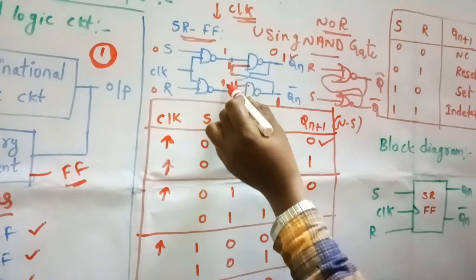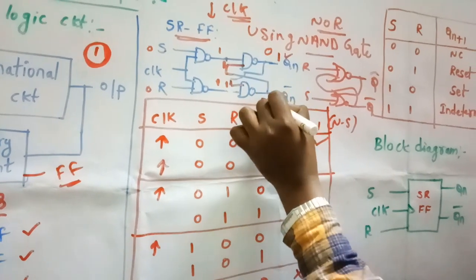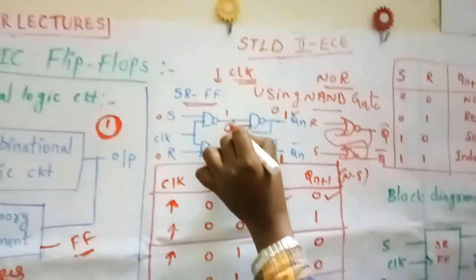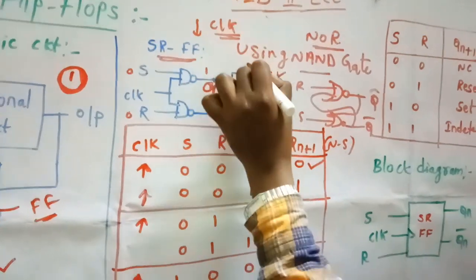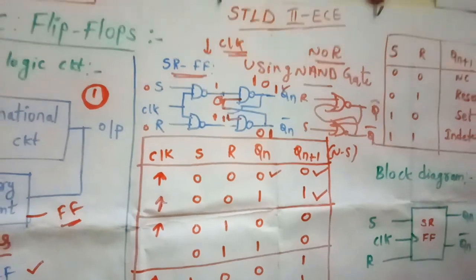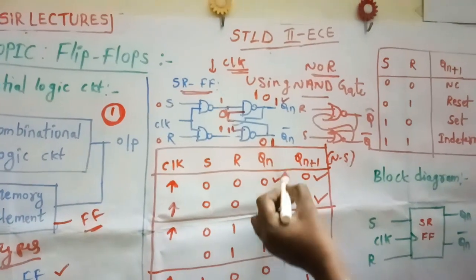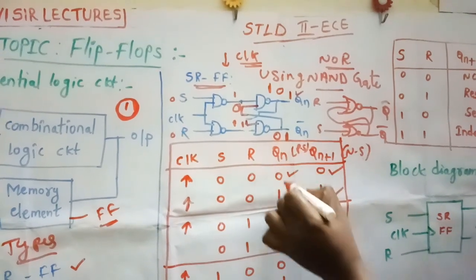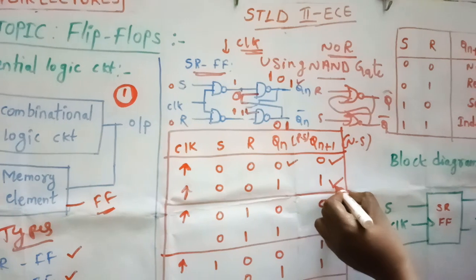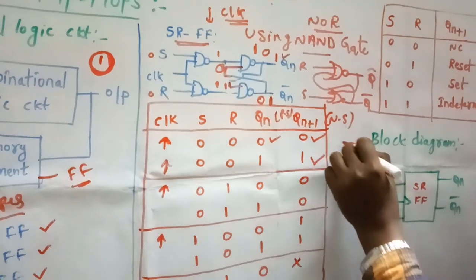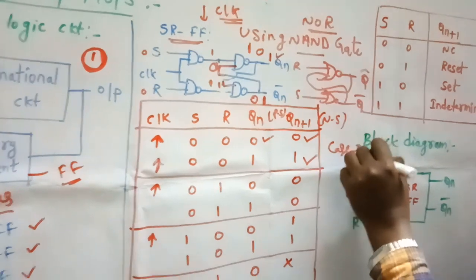1 into 1 is 1, 1 bar is 0. Here we will get 0. 0 comes here, again 0 into 1 is 0, 0 bar is 1. The next state is 1. For 0, 0, Qn is nothing but the present state. If present state is 1, we will get the next state as 1. This is case 1.